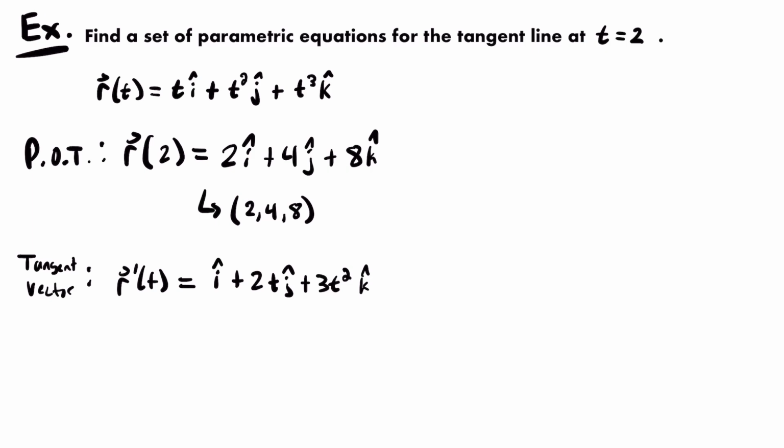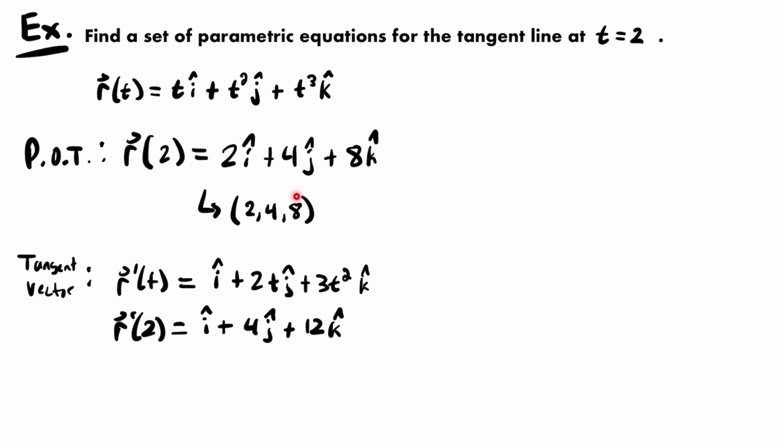All right, and then we want to evaluate that derivative at 2 to get the specific tangent vector at that point. So we'll have r prime of 2 equals i plus 2 times 2, which is 4. So we'll just write 4j, and then plus 3 times t squared. So 2 squared is 4. 4 times 3 is 12. So we have 12k. All right, so that is the tangent vector at t equals 2 for this vector function.